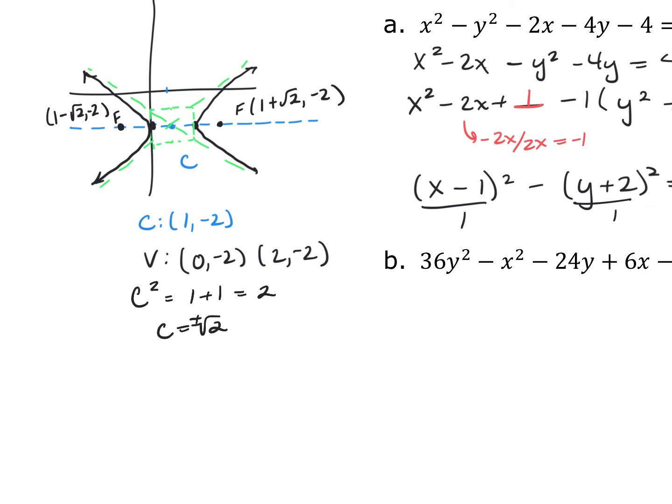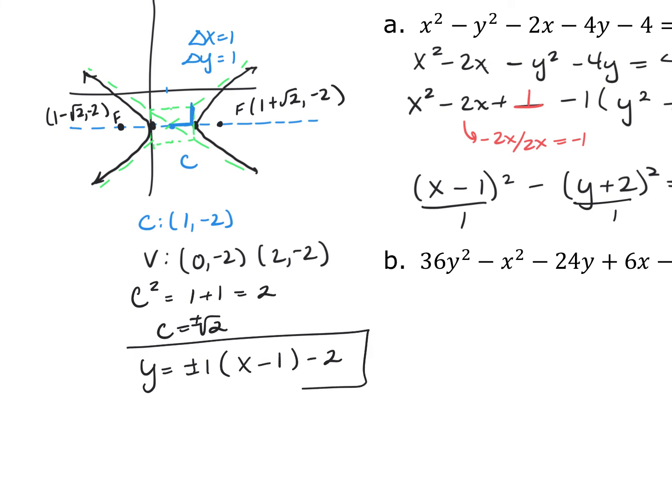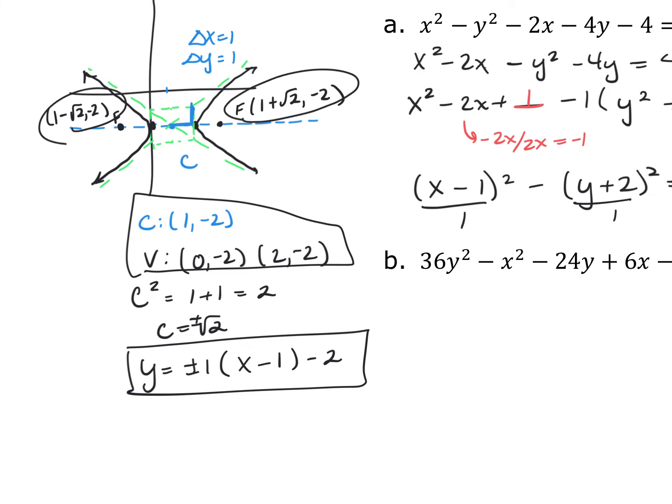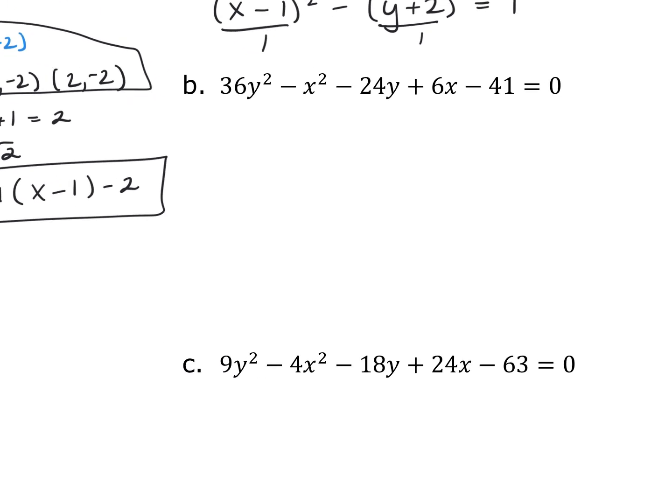My asymptotes are the last things that I need to find. And again, I'm going to count. My delta x was 1, my delta y was 1. So my asymptotes are going to be y is equal to plus and minus 1 times x minus my center part. Notice this is going to be x minus 1. And then my y part, which happens to be negative 2. And there are my asymptotes. Here are my vertices and my center. Here are my foci. And of course, my graph.